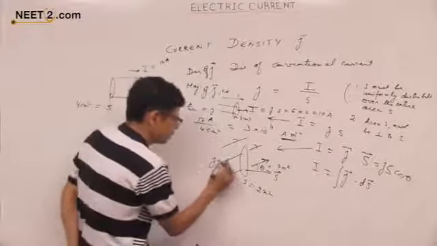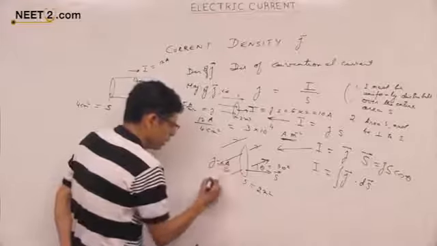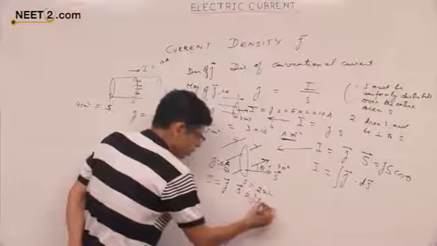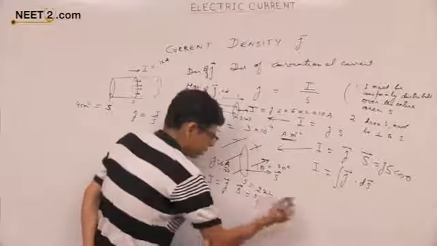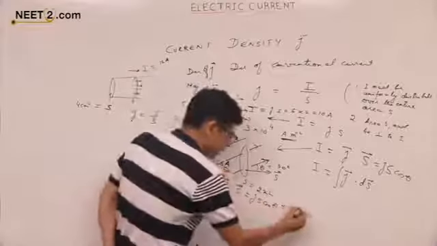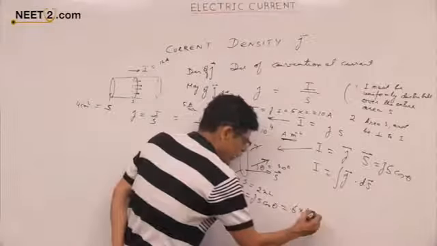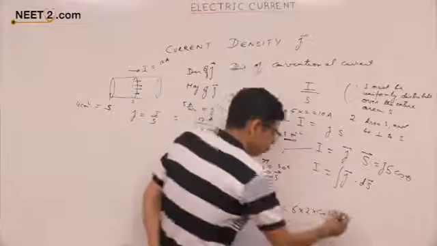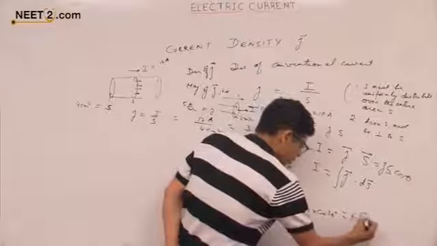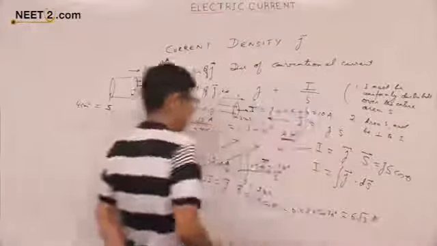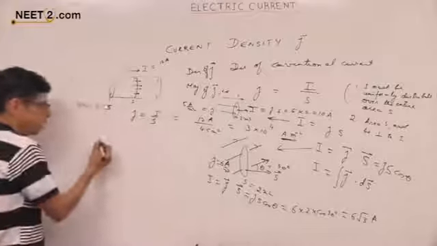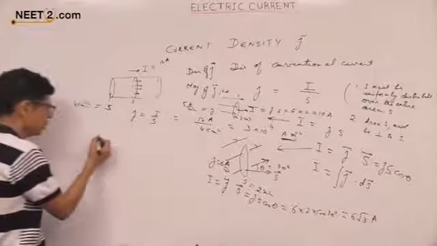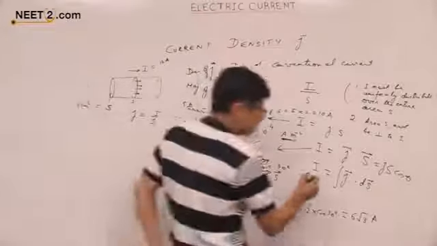So this time the answer would be I is equal to J dot S, which is JS cos theta. Substituting the values, J is 6, S is 2, and cos of 30 degrees is root 3 by 2, so you get 6 root 3 amperes as the current. And lastly, you could have a situation like this. We'll not do any computation here, just conceptually show you this last one working.